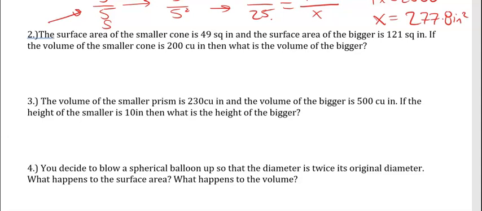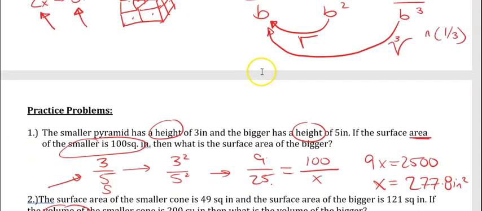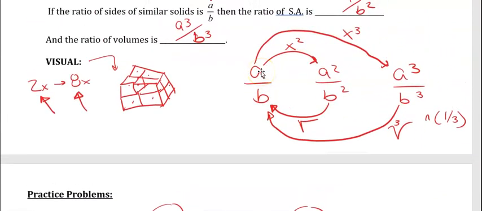Did they give us the ratio of sides, surface areas, or volumes, where we got both of the numbers? Surface areas. So they gave us 49 over 121. That's surface areas. But we are solving for a what? Volume. So looking back at our little track here, how do we go from surface areas to volumes? Is there an arrow that goes straight from surface areas to volumes?